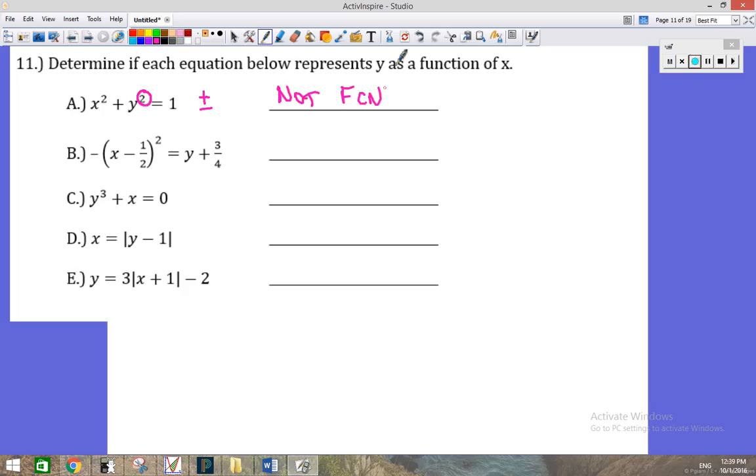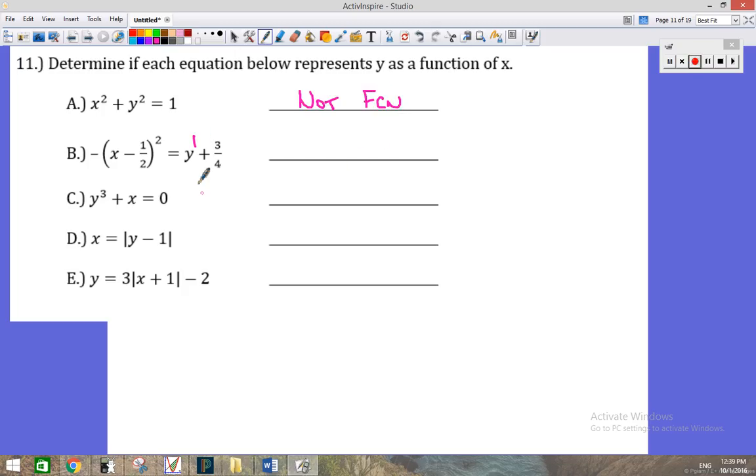And if you think back to your geometry days, and think about what the graph of this looks like, x squared plus y squared equals 1 is a circle of radius 1 centered at the origin. And a circle definitely fails the vertical line test. So this is not a function.